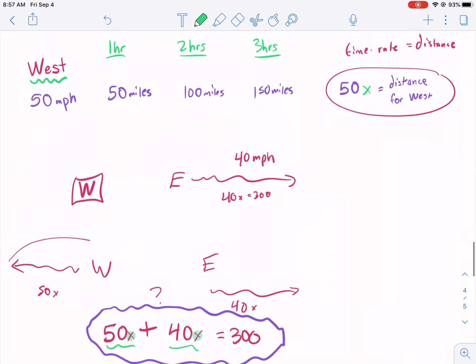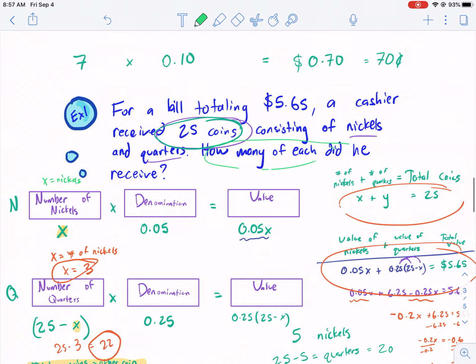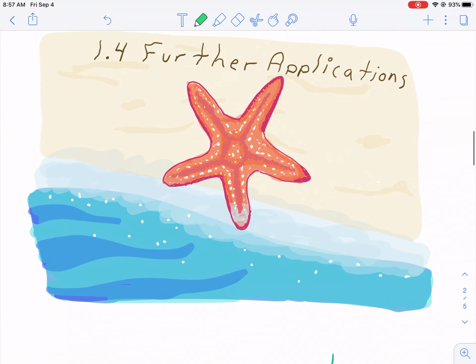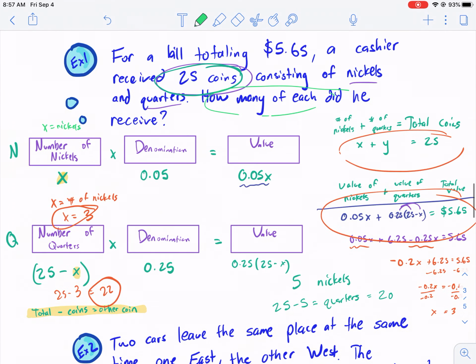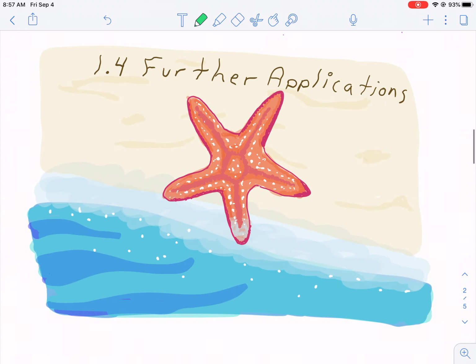Hopefully this second example was helpful in understanding how we can relate linear equations to each other. This is kind of like a system of equations. The second one wasn't a system of equations, but it's another way to understand how we apply these mathematical principles to real world situations.